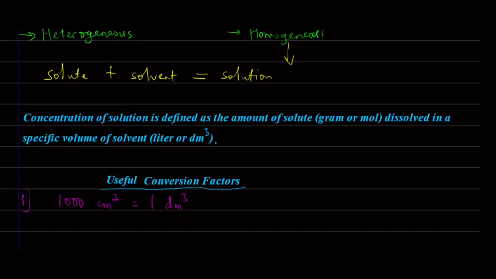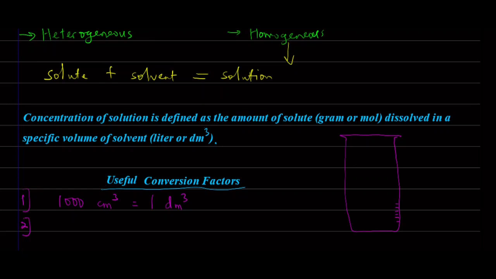Because in the lab, the cylinders are graduated, which are known as volumetric flasks. They are graduated in centimeter cube, that means they are calibrated in centimeter cube. As a result of this, we may want to convert the volume from centimeter cube to Dmq. To convert it, we'll be needing a conversion factor of 1000 centimeter cube equals 1 Dmq.